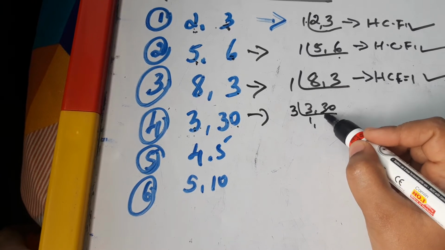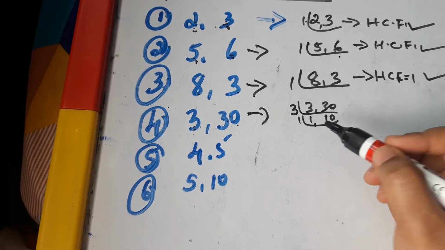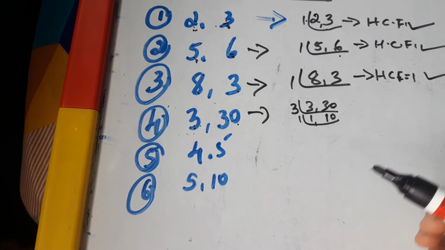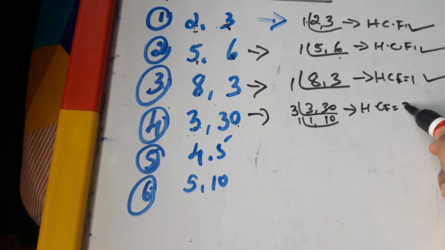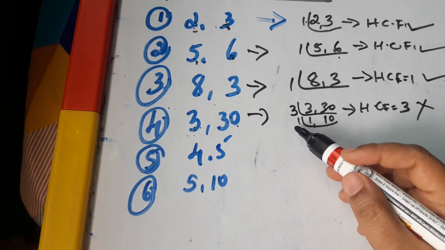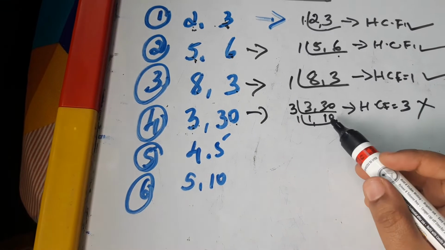3 ones are 3, 3 tens are 30. Again we get one common factor. Now the HCF is 3 and 1. So this is not a coprime pair, because we have to get the HCF as 1. So this is not a coprime pair.